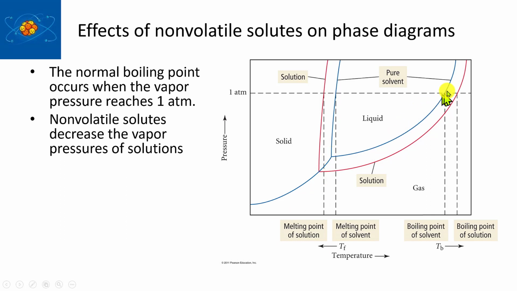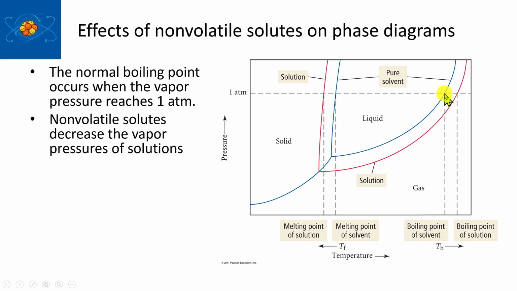Well, if you lower the vapor pressure of a liquid, so let's say this is its normal boiling point when it's a pure solvent, then when you add a non-volatile solute, we drop the vapor pressure of that substance. And then in order to get it to boil, we have to increase the temperature of the solution again.